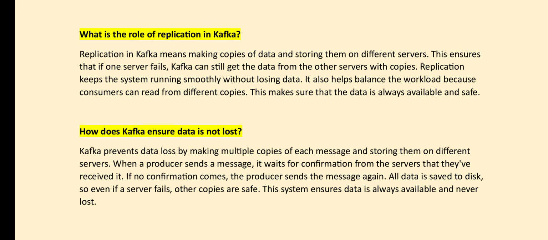How does Kafka ensure data is not lost? Kafka prevents data loss by making multiple copies of each message and storing them on different servers. When a producer sends a message, it waits for the confirmation from the server that it has received it. If no confirmation comes, the producer sends the message again. All data is saved to disk, so even if a server fails, other copies are safe. This system ensures data is always available on the server and will never be lost.